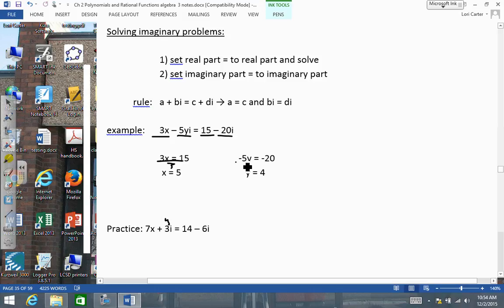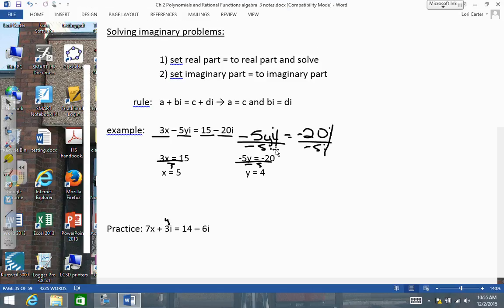Divide by negative 5, and you're done. If you write the whole thing out, negative 5yi equals negative 20i. When you divide, you'll be dividing by the negative 5i, and the i's are going to cancel. You'll still get the same answer. Both ways will work. It doesn't matter which one you use. Is everybody good? Yes, there's supposed to be a y by the 3. Okay, do your part, and then we'll graph.